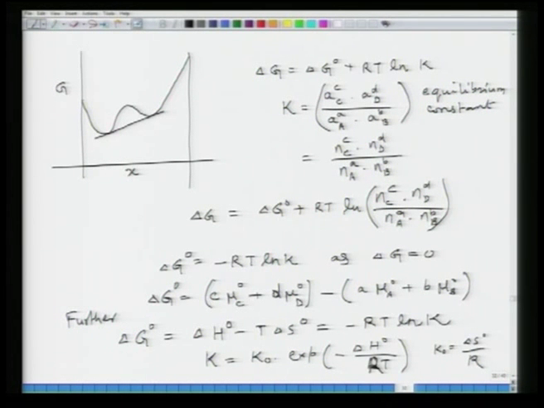This is K, but we also saw that K is equal to K naught exponential of minus H naught by kT, or RT, which explains the temperature dependence of K. This helps us establish the relations later on when we want to make a defect. So you can see that defect concentration will not only depend upon the temperature; we will establish that it also depends upon things like oxygen partial pressure.